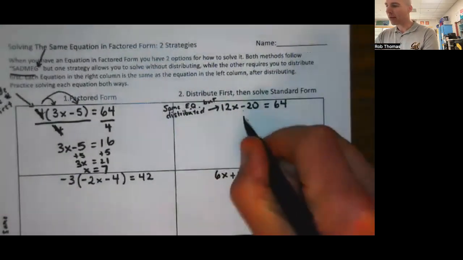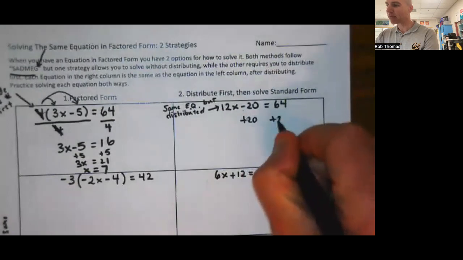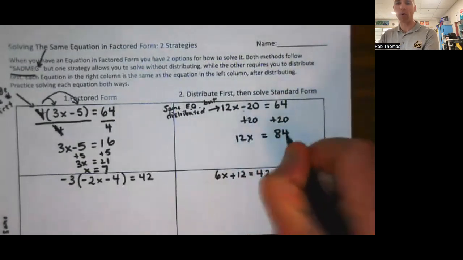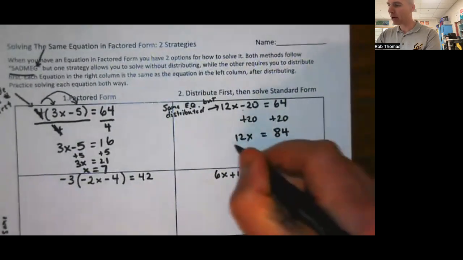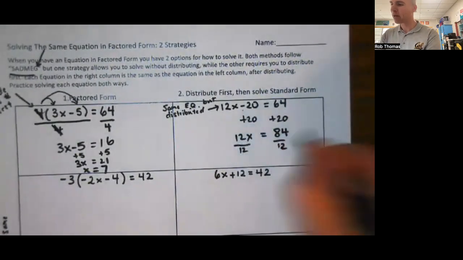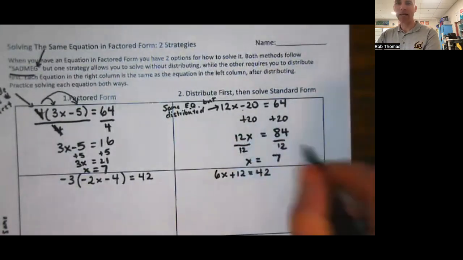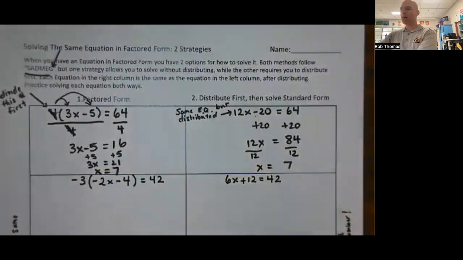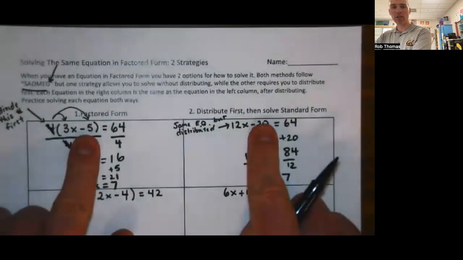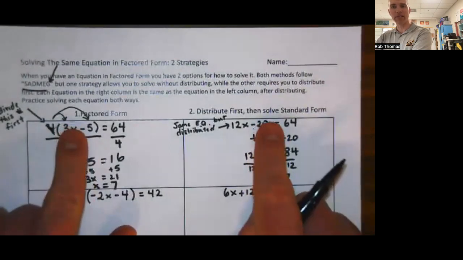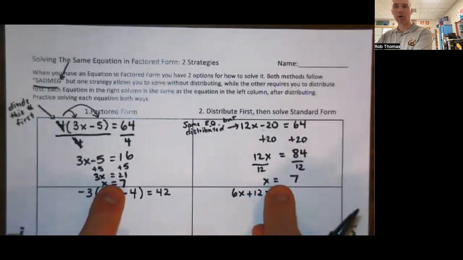On this one, I'm going to add 20 to both sides, and I get 12x equals 84. Now I divide both sides by 12. And I get x equals 7. 84 divided by 12 is 7. Because these are the exact same equation, just one of them is in factored form and one is distributed into standard form, you should get the same solution on both sides. They're the same equation. They should have the same solutions.